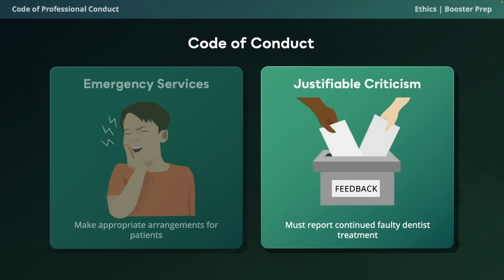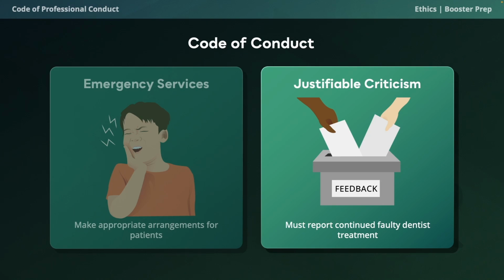The next concept under the Justice Code of Conduct is justifiable criticism, which includes the fact that you must report continued faulty dentist treatment to the proper society. The key thing here is that the criticism has to be justifiable, which means that it must have a reasonable basis. It is not your role to throw other dentists under the bus in front of the patient, even if the treatment done may be something you disagree with or would have done differently.